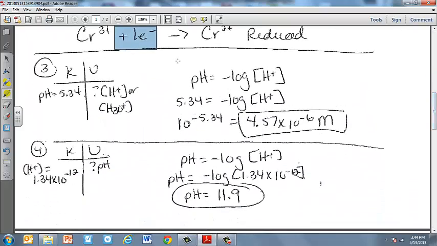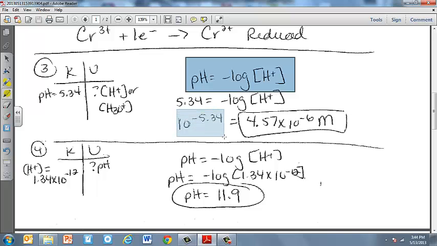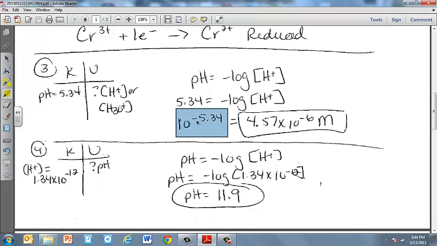Okay, 3 and 4 both involve the pH equation. Remember, pH is the negative log of hydrogen ion. So the first one, they gave you a pH of 5.34. You had to figure out what the hydrogen ion concentration was. You do that by doing the anti-log, so 10 to the negative 5.34, which gives you a final answer of 4.57 times 10 to the 6th, and you needed to put a capital M for molarity for your unit for this particular problem.